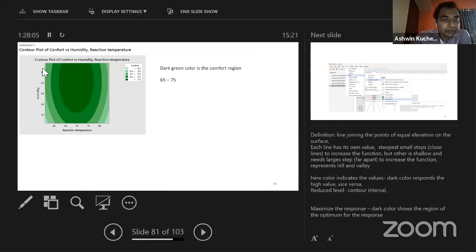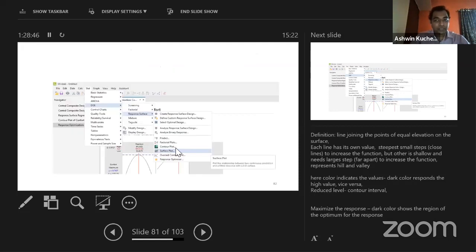This ranges from 65, so from here till 75. So this is my region of optimum and not the current operating condition, and this will give me a desired result with significant values. So here this color indicates the higher impact, higher values, reduced levels. These are the contour intervals we have discussed, and maximizing the response, because my response was maximizing. And these values, if you see here, 2.5, 5, 7.5, are increasing because I had set my experiment to the maximization form. So this is about the contour plot.